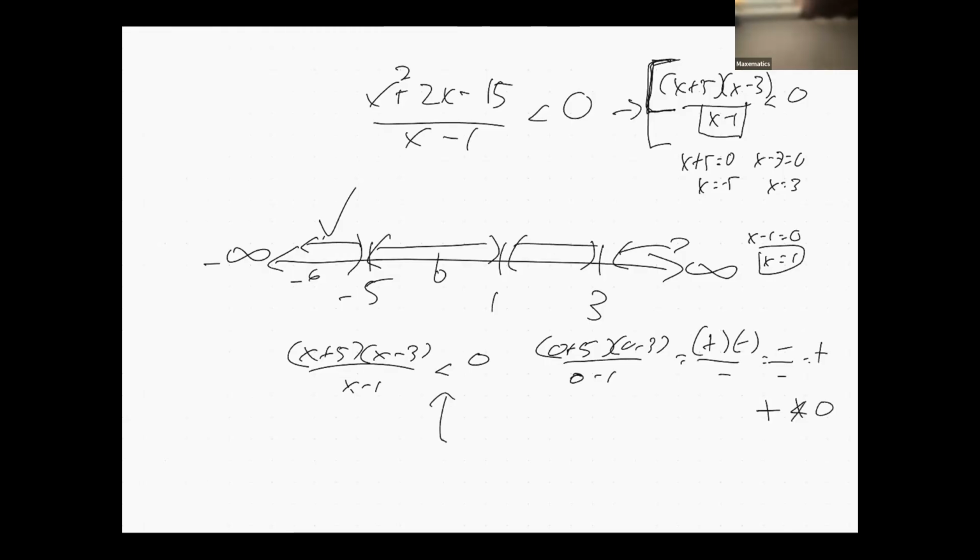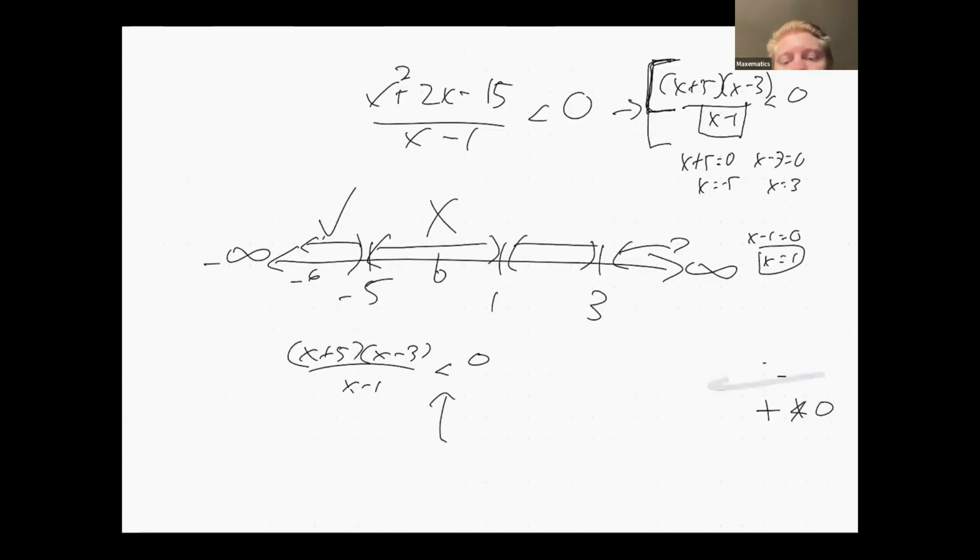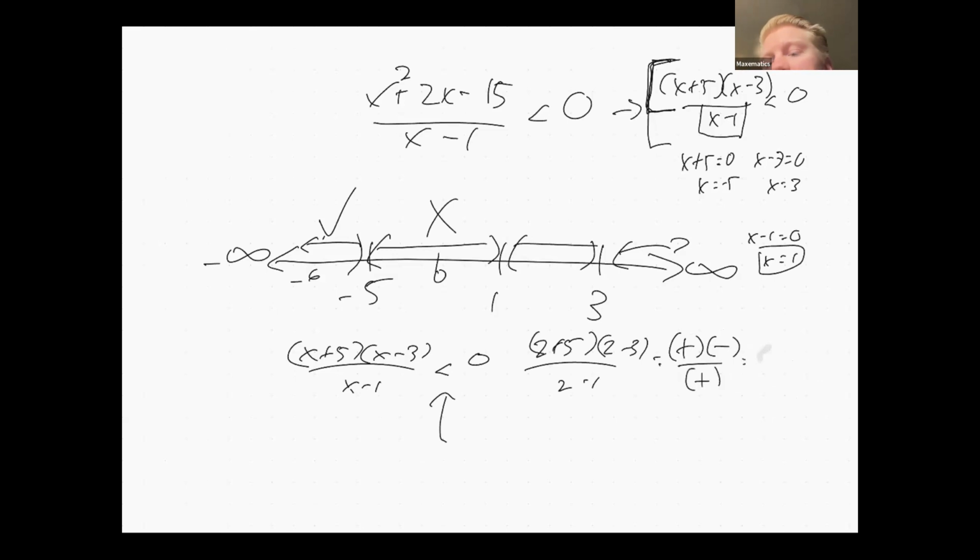Okay, we're almost there. Two more values. Let's plug in a value between 1 and 3. I think 2 is a great choice. 2 plus 5 times 2 minus 3 over 2 minus 1. 2 plus 5 is positive. 2 minus 3 is negative. 2 minus 1 is positive. Positive times a negative is a negative. Negative divided by a positive is negative. And negatives are indeed less than 0. So that interval is going to be true too.